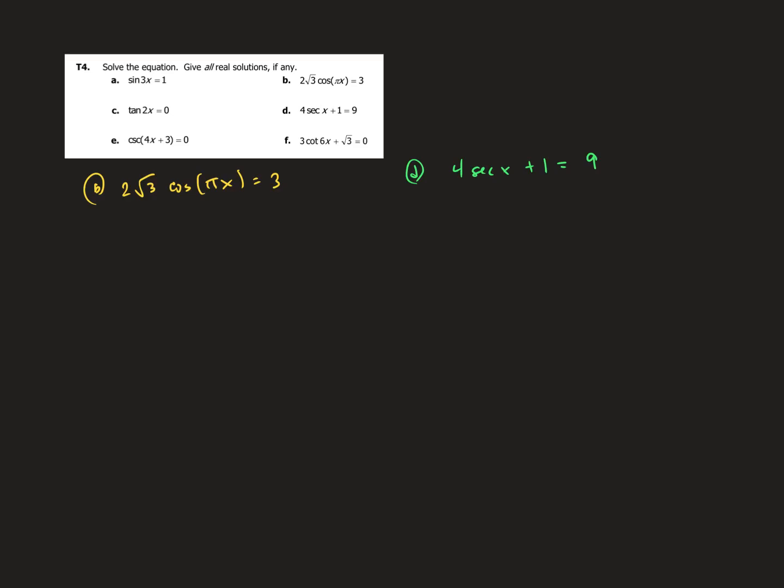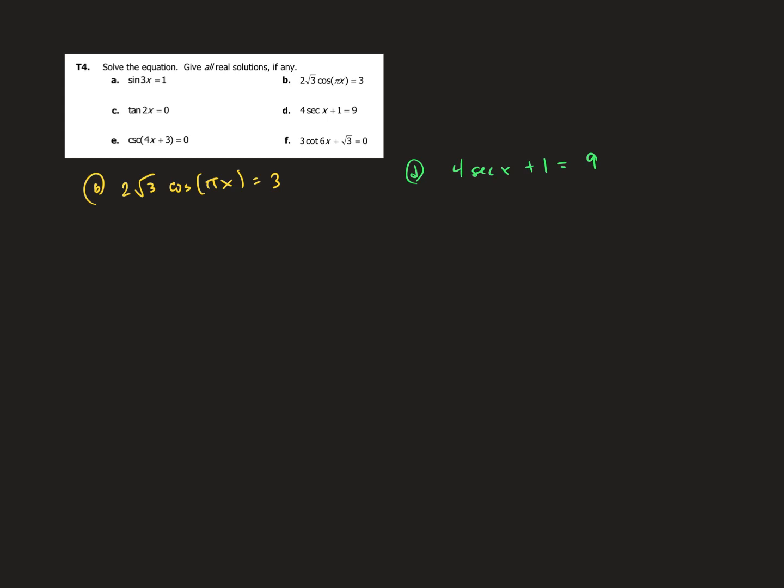All right, so solving trigonometric equations. I've been requested to do problems B and D from T4. So I'm just going to work through these. The basic idea is that you isolate the trig function itself, then you use your knowledge of inverse trig functions to get values that the argument could equal, and then you solve for the argument.